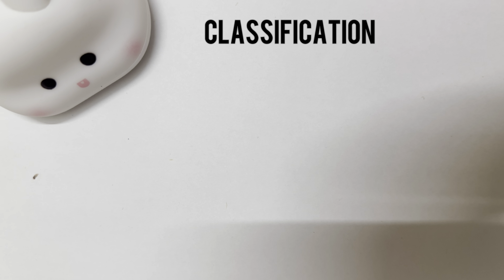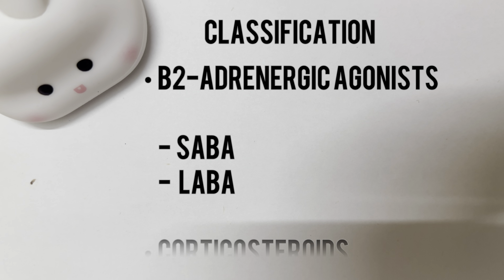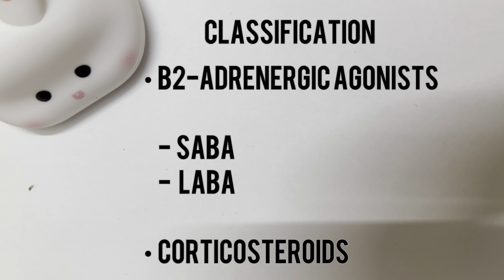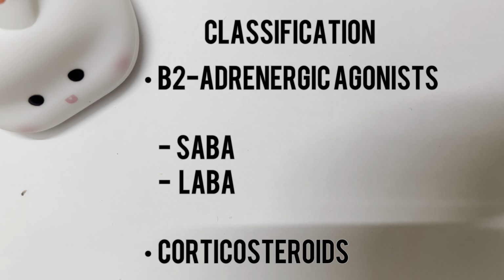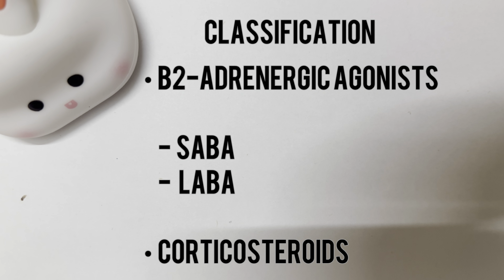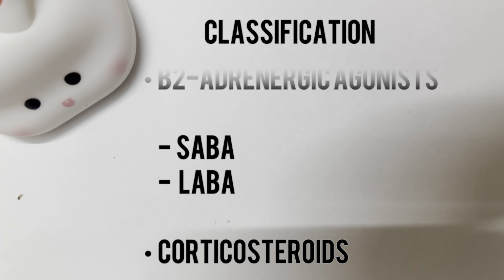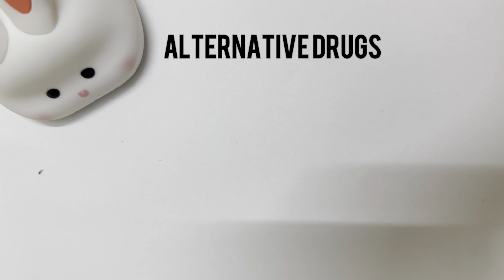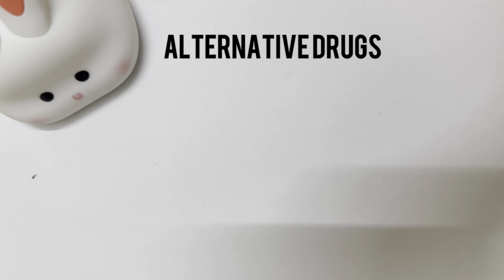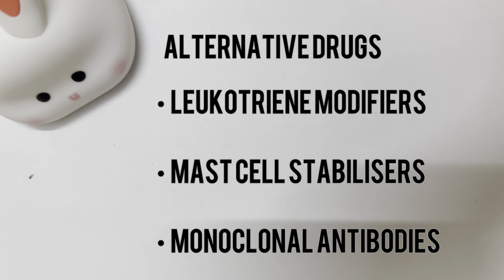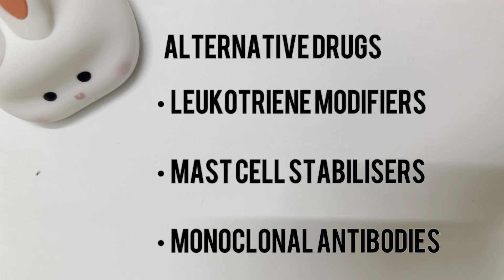Classes of anti-asthmatic drugs include beta-2 adrenergic agonists, which contain short-acting beta-2 agonists, also known as SABAs, and long-acting beta-2 agonists, also known as LABAs. The second class is corticosteroids. The alternative drugs used to treat asthma include leukotriene modifiers, mast cell stabilizers, and monoclonal antibodies.